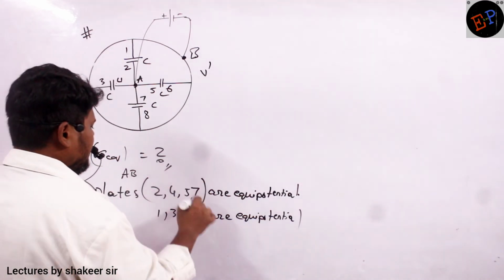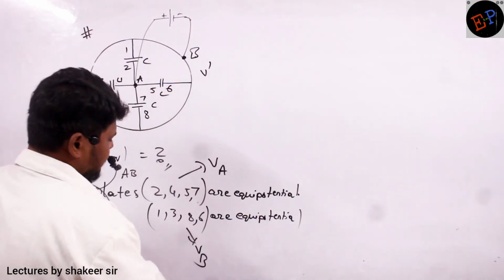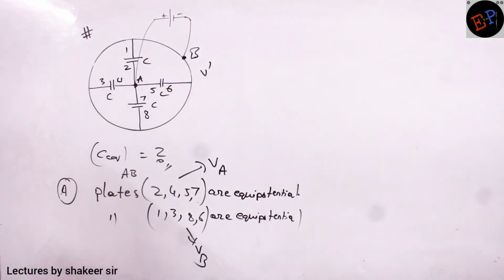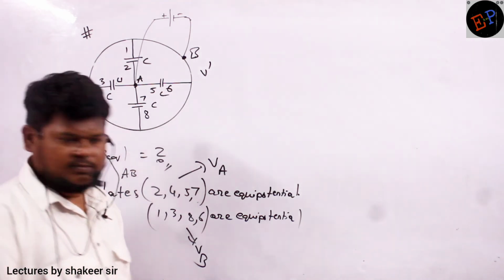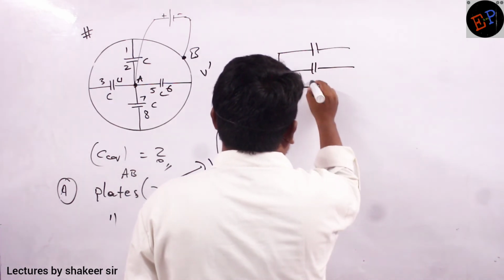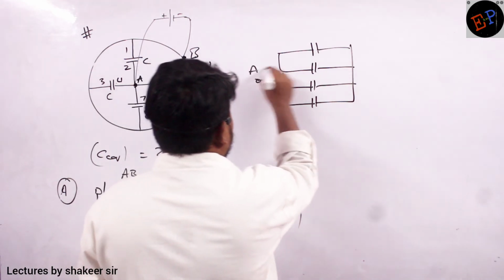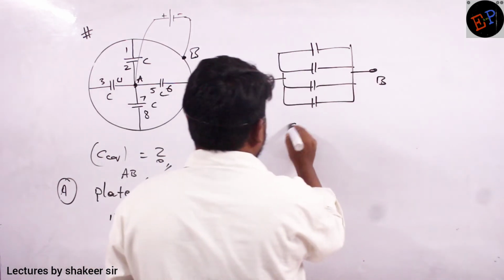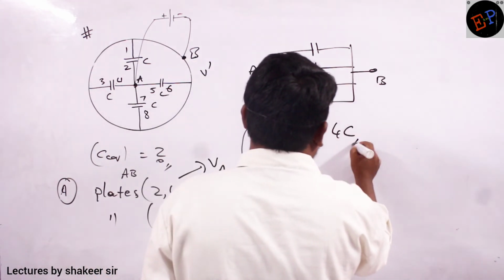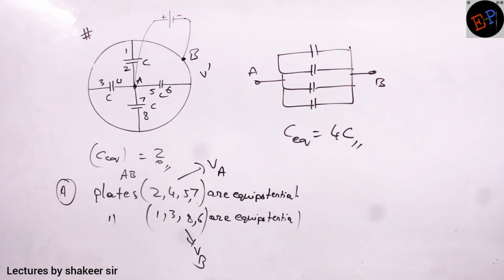So all of them are at potential VA, and all of them are at potential VB. It means they are connected in which connection? Parallel connection, that's it. This is one circuit, 2, 3, 4. Clear, no? This is terminal A and this is terminal B. So the equivalent capacitance is how much? 4C. That is my answer. Fine?